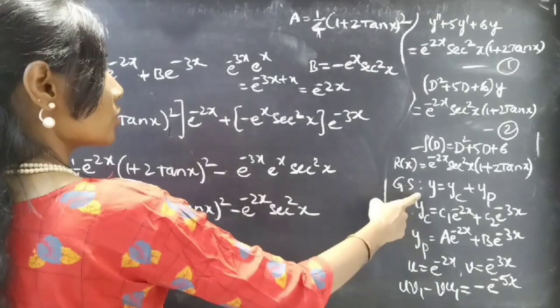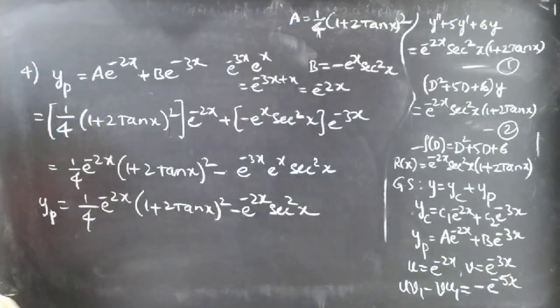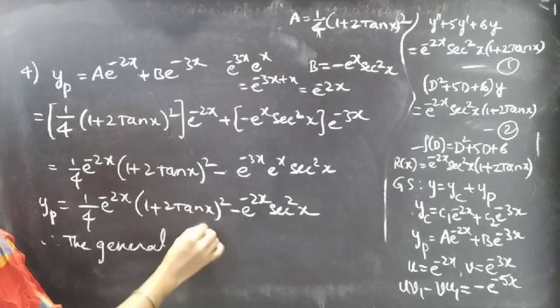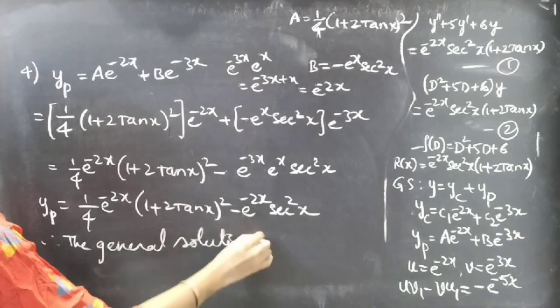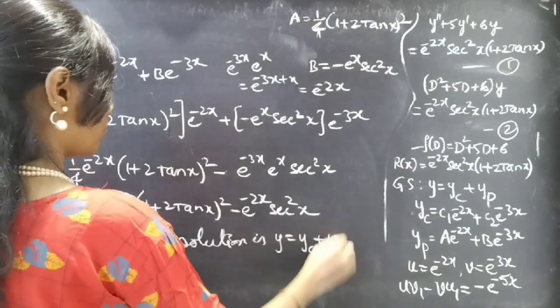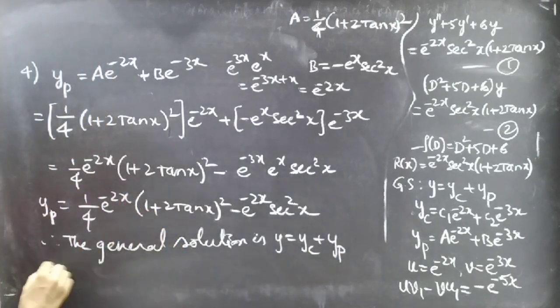Now we got yp and already we have yc. Let's now write the general solution using y equal to yc plus yp. Therefore, the general solution is given by y equal to yc plus yp. Just substitute yc and yp here.